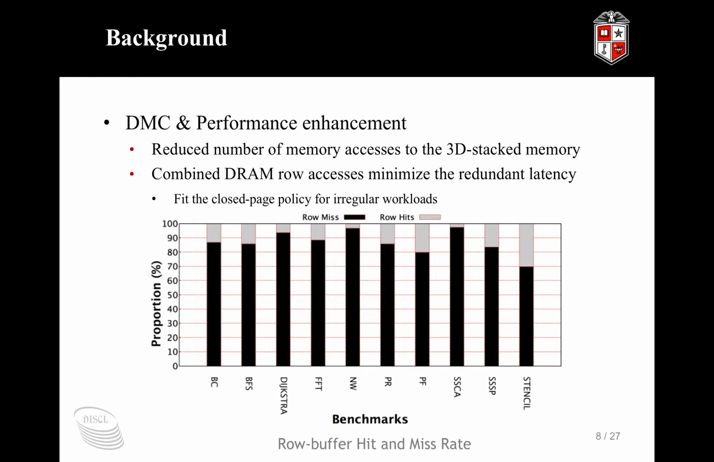We also tested within the 3D stacked memory what happens if we employ the open page policy. As we can see in the figure here, over various data-intensive workloads that exhibit irregular memory access patterns, the majority of the DRAM accesses will cause a row buffer miss. That is the reason why, for data-intensive workloads, the closed page policy is usually employed to improve the performance. And that's why DMC could further benefit the performance of the 3D stacked memory under irregular memory access patterns.